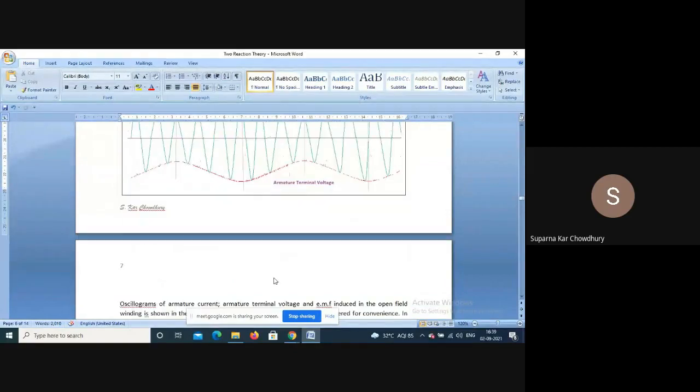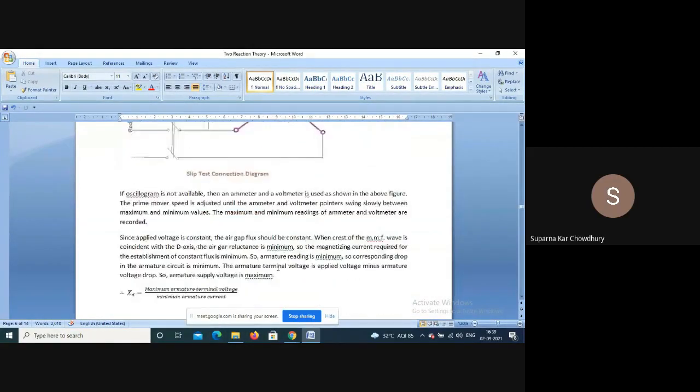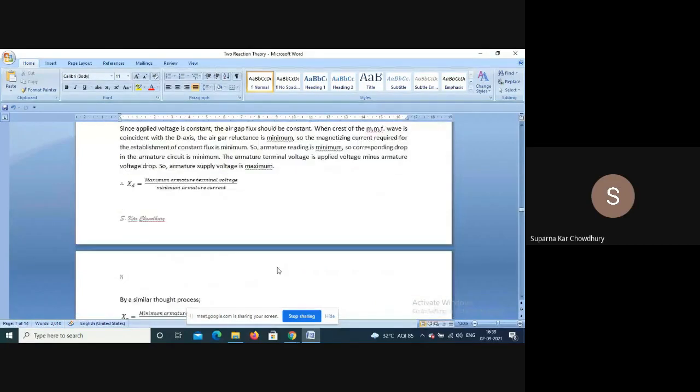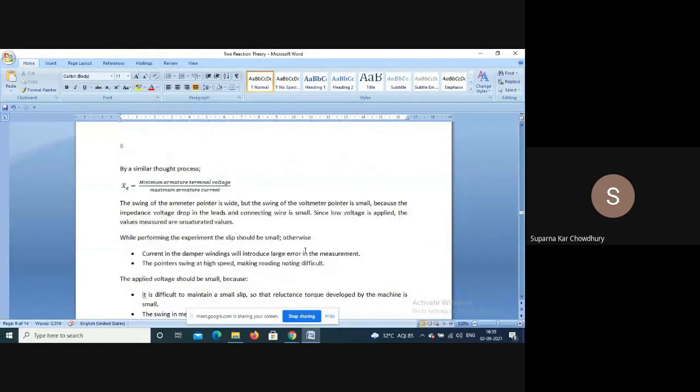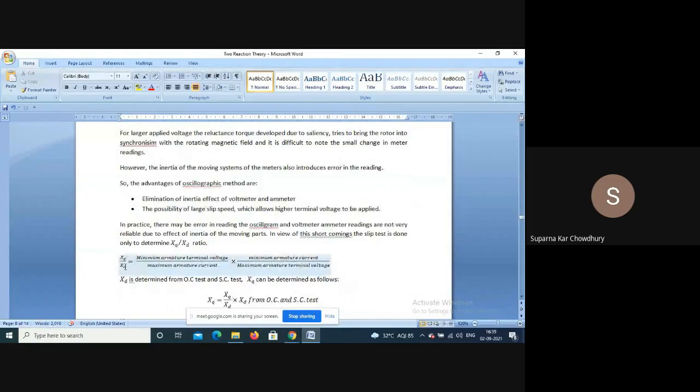That is, Xd is equal to maximum voltage by minimum current. Xq is minimum voltage by maximum current. So correspondingly, we can determine the ratio of Xd and Xq. So the Xq and Xd ratio will be minimum armature voltage by maximum current. This is Xq by Xd. So, minimum armature voltage by maximum armature current.